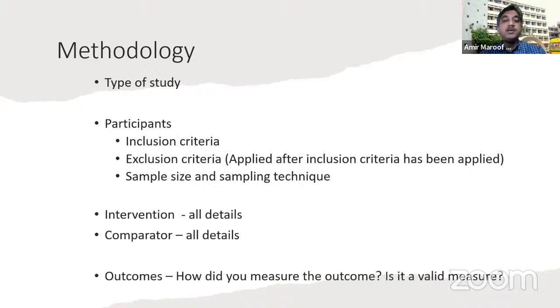All the definitions that are being used, like in this particular case, the scores, the preoperative Harris score, what is the definition of this? That also has to be mentioned, and that will come in the outcome part. How did you measure the outcome?